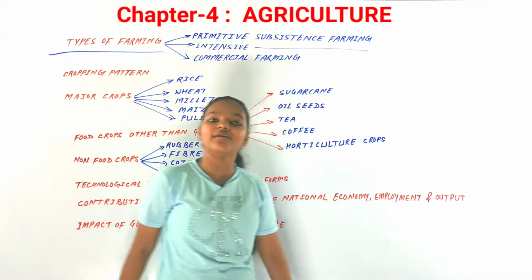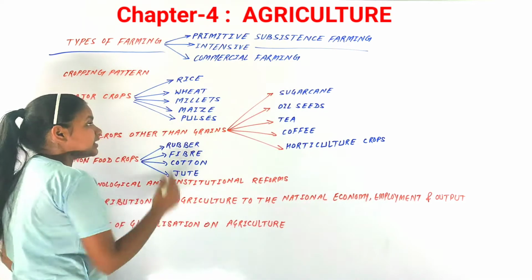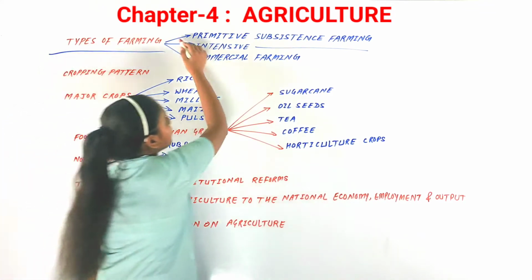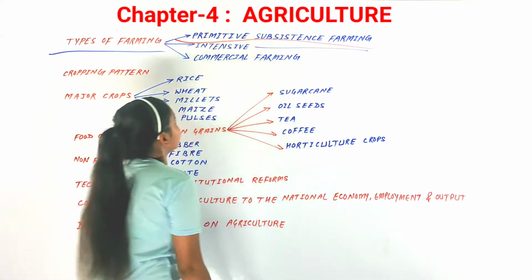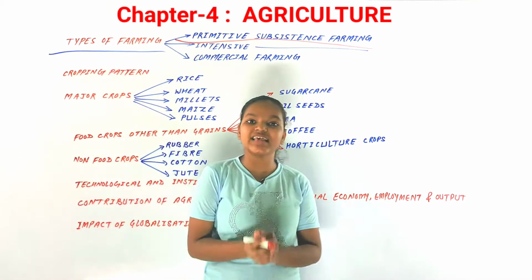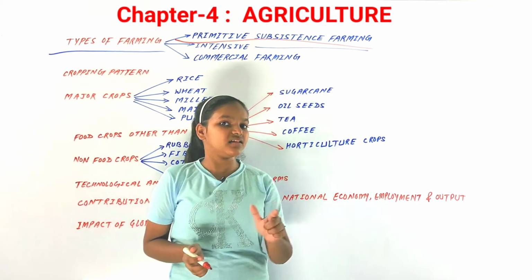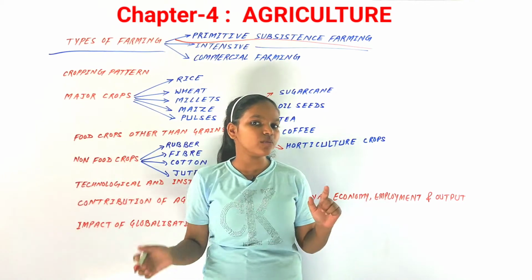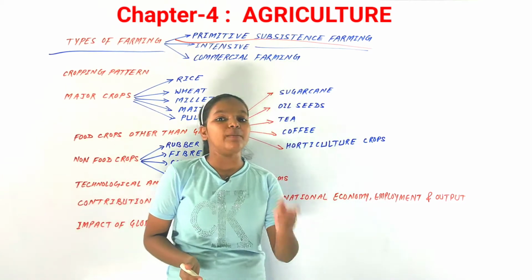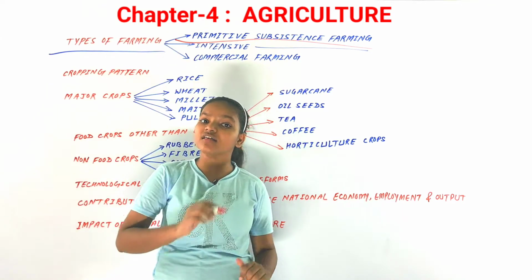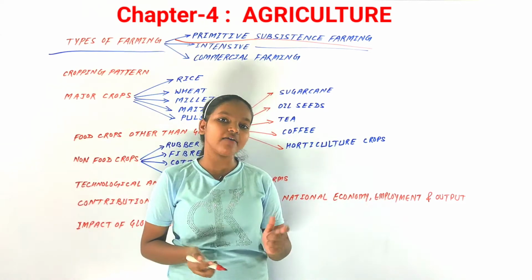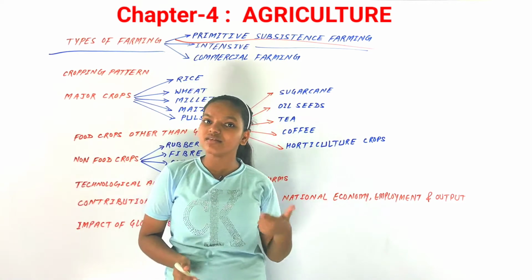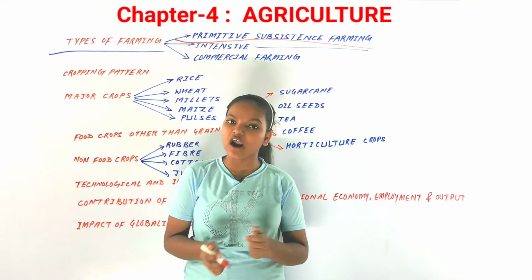Mainly there are three types of farming that can be seen in our country. The first one is primitive subsistence farming. It can still be seen in remote areas of our country. Not so much, but in some remote, backward, rural areas, primitive subsistence farming is still continued by the farmers.